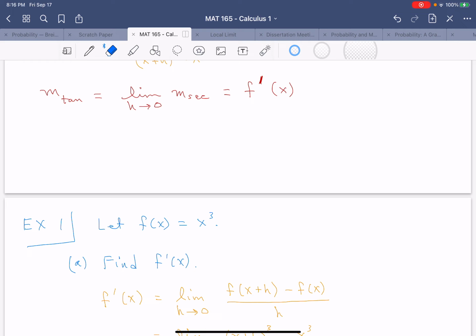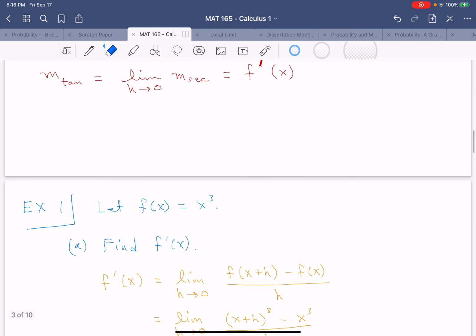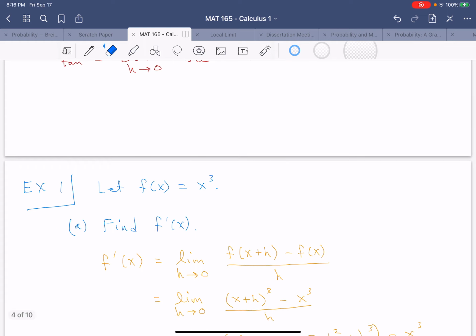So if our f of x is x to the third, in order to compute this difference quotient part, we're going to have to evaluate the function at x plus h. And so that's just going to be the limit as h goes to 0. And the f of x plus h part, that's just x plus h in parentheses to the third power. And then minus the f of x, well, that's just minus x to the third. And then all over h.